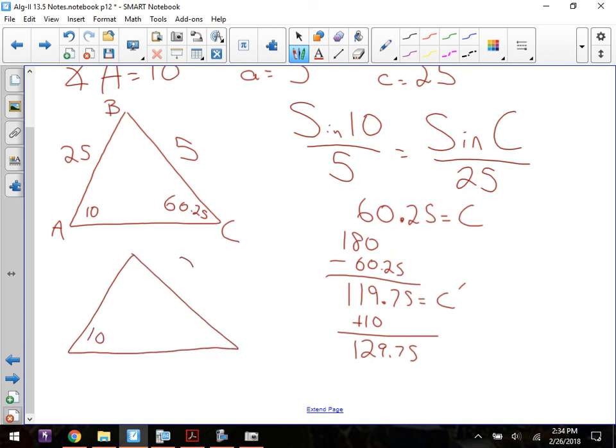Still a 10, a 5, a 25. So just right there by writing that out, you'll see that you'll have two different angle B's that you can have. One of them is, let's see, maybe subtract the 109.75 for the original. And the other one could be at 50.25.